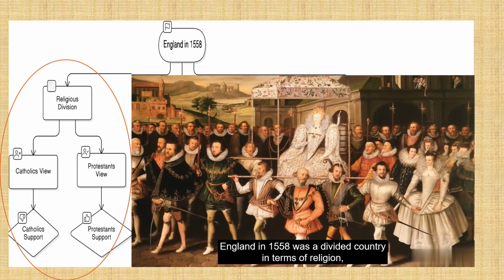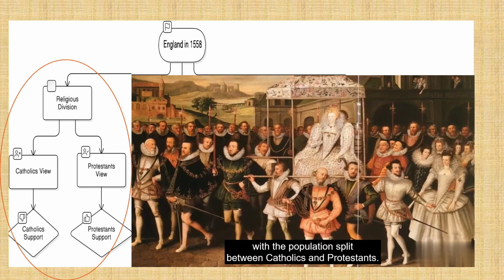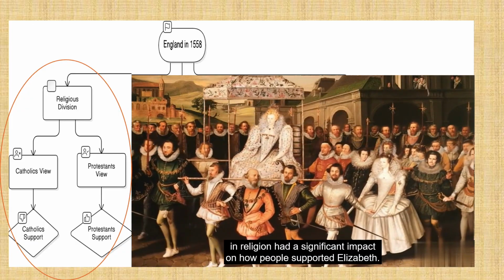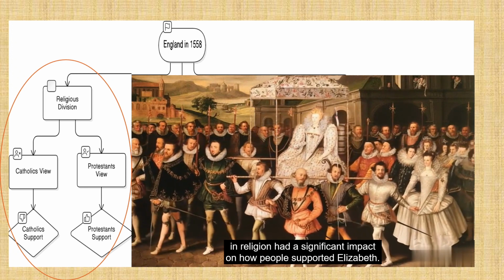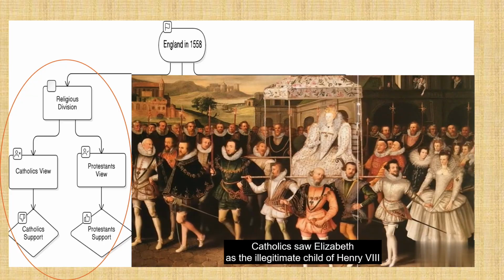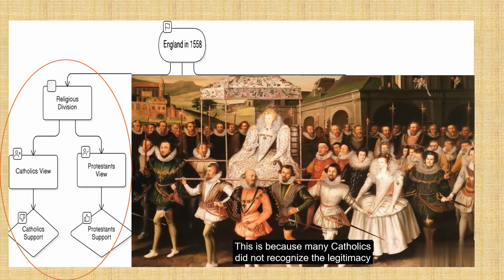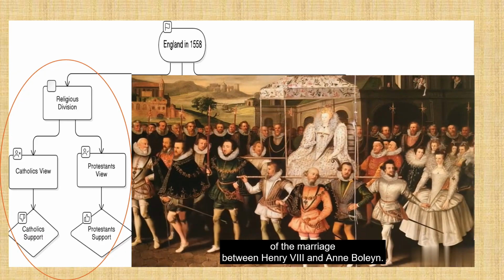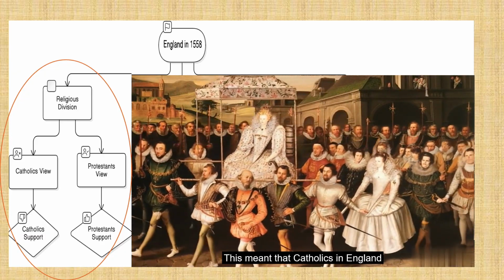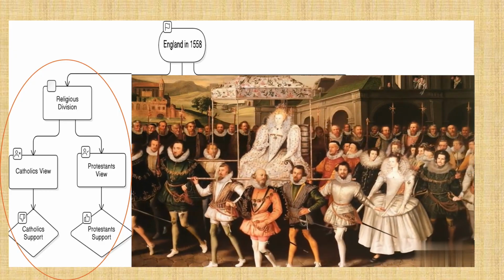England in 1558 was a divided country in terms of religion, with the population split between Catholics and Protestants. This division in religion had a significant impact on how people supported Elizabeth. Catholics saw Elizabeth as the illegitimate child of Henry VIII and Anne Boleyn. This is because many Catholics did not recognize the legitimacy of the marriage between Henry VIII and Anne Boleyn. This meant that Catholics in England believed that Elizabeth I was not the rightful Queen of England.